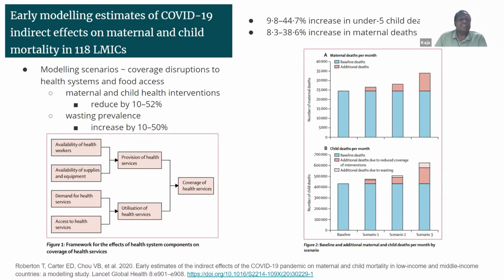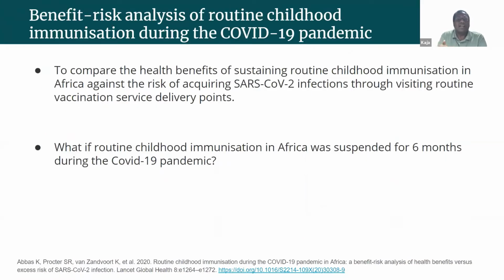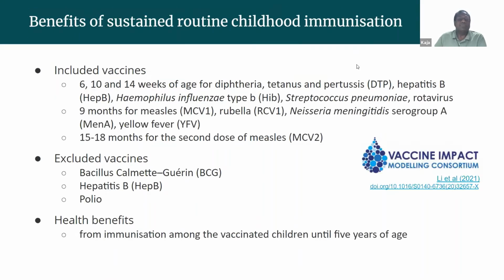Next slide, please. Under this particular constraint, we looked at, for example, what if we continue routine childhood immunization, or the other way of looking at it, what if routine immunization services are also disrupted, in this case in the context of Africa, for a period of 6 months? What would be the potential impact? Next slide, please.